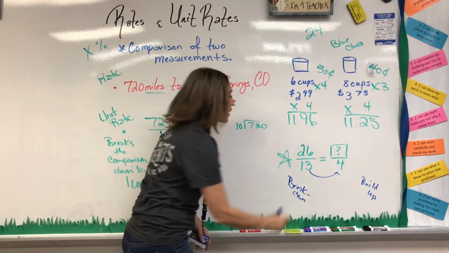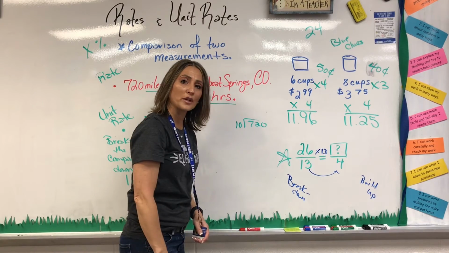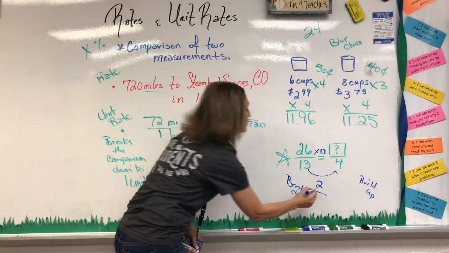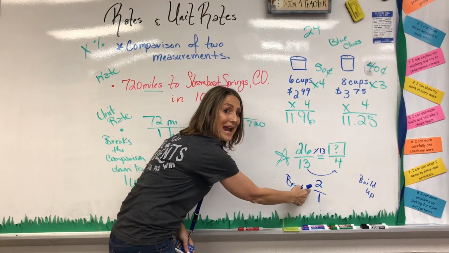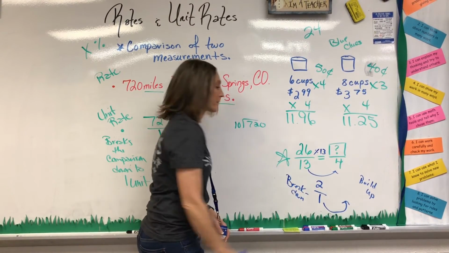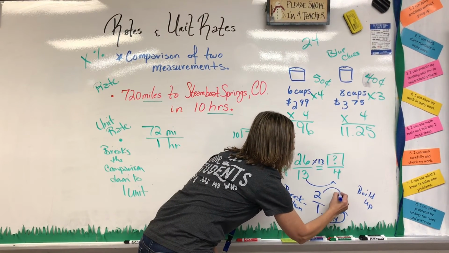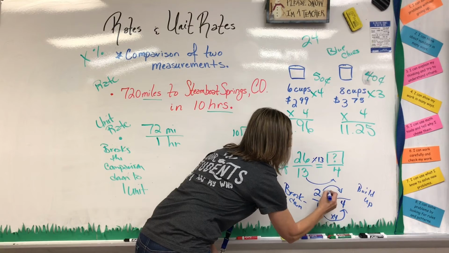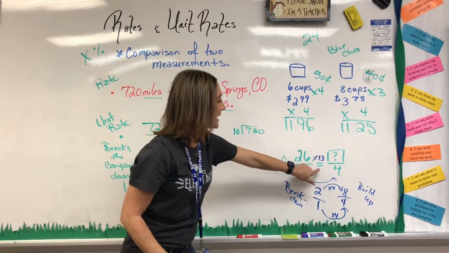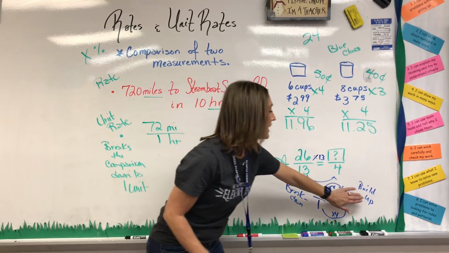Can I break this ratio down? Yes, if I know good number sense. I know 13 will go into both of those. 13 will go into 26 twice. 13 will go into 13 once. I broke that down. Now I want to see if I can build it back up to this equivalent rate. So, how would I go from 1 to 4? Times 4. How could I get from 2 using 4? It would give me 8. So 26/13 is equivalent to 8/4 in a unit rate when you break it down and build it back up.